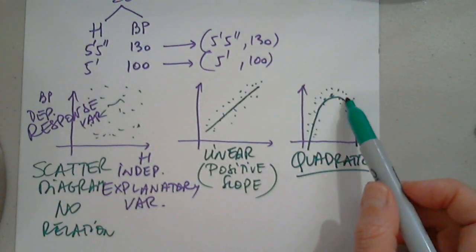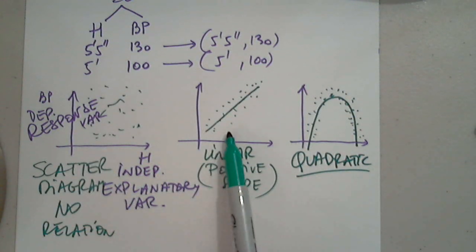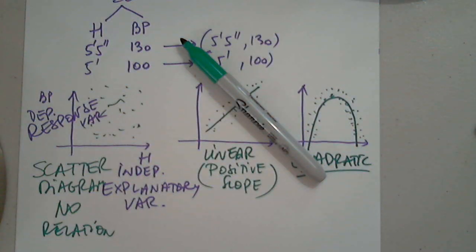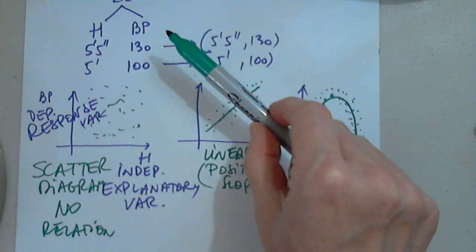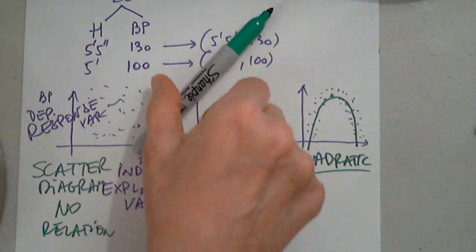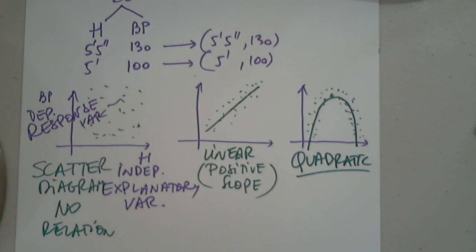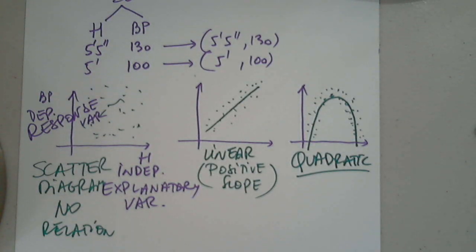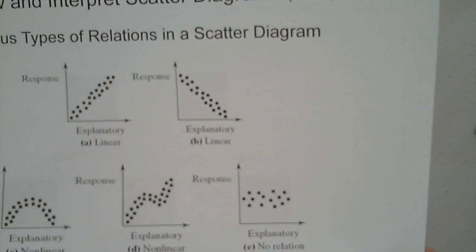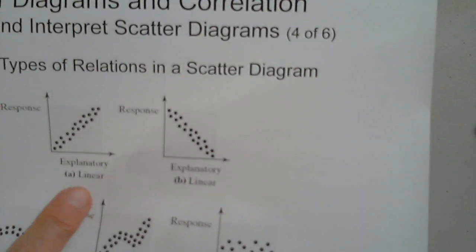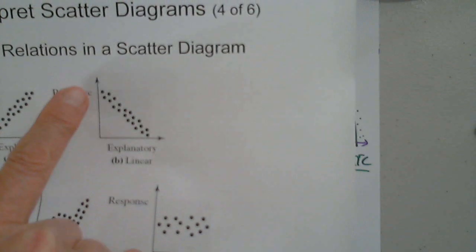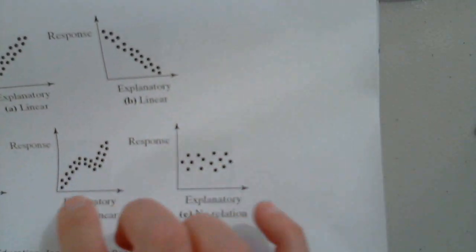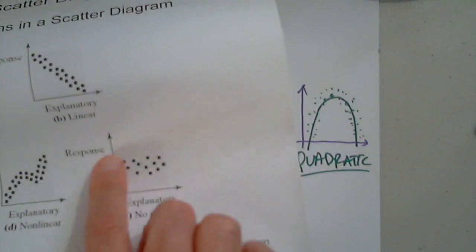We will not discuss this one. We will look at either a positive slope or a negative slope. We can discuss the other, but not in this course. So either a negative slope or a positive slope, or something like this, where the two variables do not appear to be associated in any way. So here are some examples for you. I'm going to post this also: response and explanatory, linear, positive slope, negative slope, nonlinear, quadratic, nonlinear, no relation whatsoever.